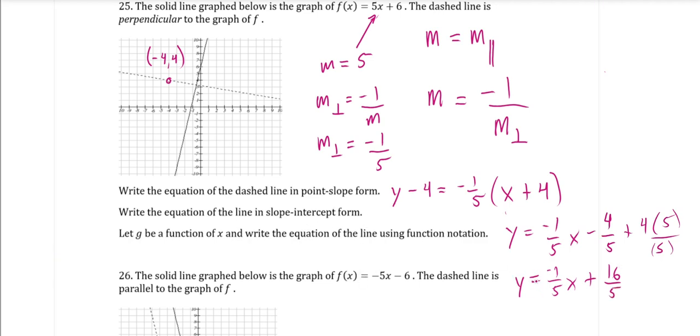Now, to write this in function notation, we're just replacing the dependent variable with g of x and saying that that is negative 1/5 x plus 16/5. There's very little to do to translate this from dependent variable notation to function notation.